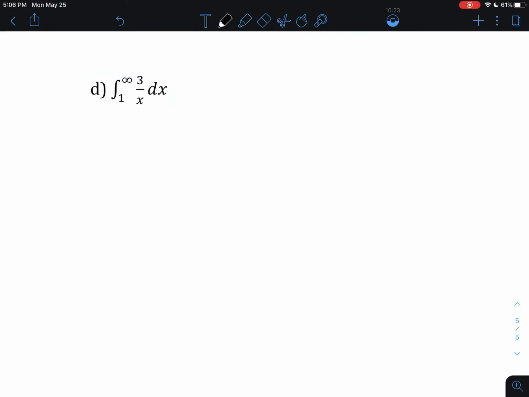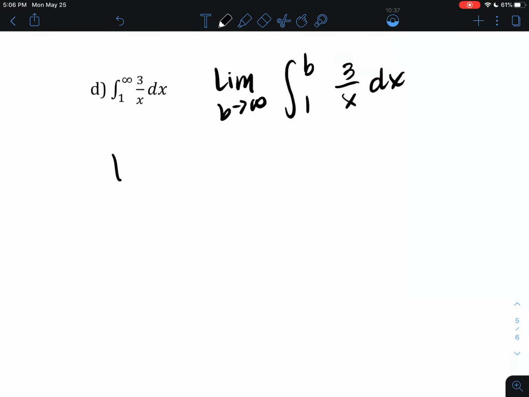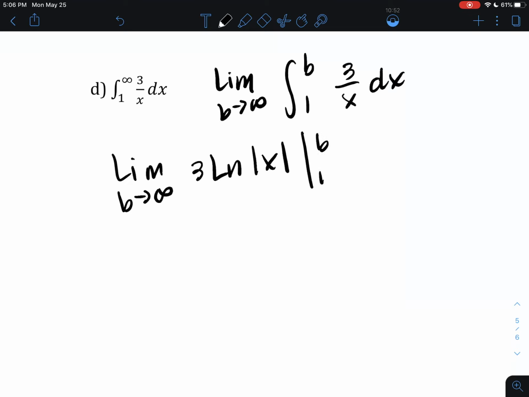And then the last one we're going to do, again, we have infinity. So the limit as b approaches infinity of the integral from 1 to b of 3 over x dx. Then let's take the integral. We have 3 ln of the absolute value of x, unnecessary, up to you if you have it or not, evaluated from 1 to b.